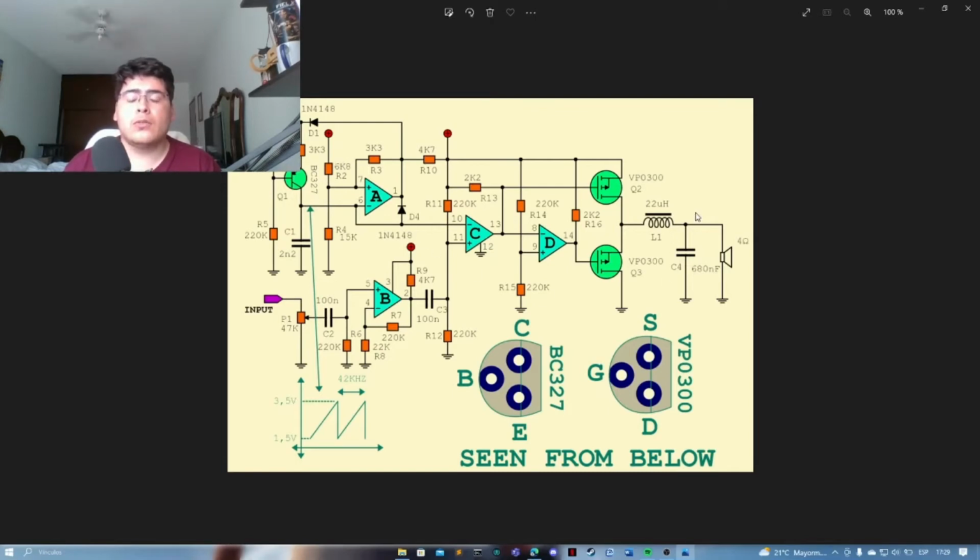And also we have here a filter with an inductor and a capacitor. The inductor was 22 millihenries and the capacitor 680 nanofarads. At the end of the circuit, at the output, we have a buzzer or a speaker that can be modulated with this potentiometer right here for the signal, so we can have a wide range of frequencies that we ended up hearing here at the end.